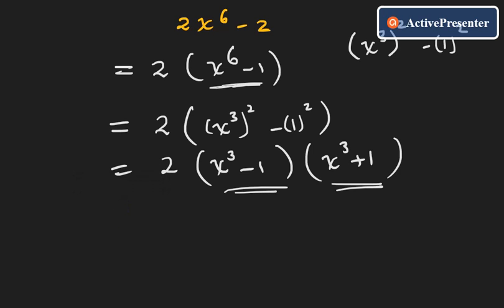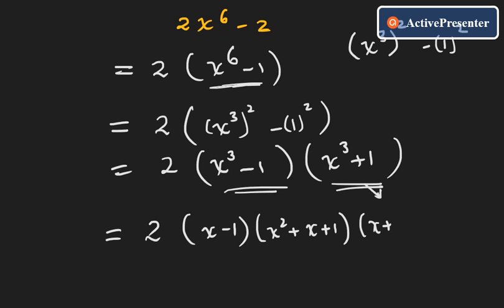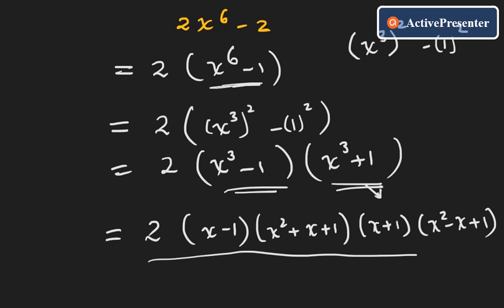So, this is equal to 2 here, and this can be written as x minus 1 multiplied by x squared plus x plus 1. And this can be written as x plus 1 multiplied by x squared minus x plus 1. Can you factor this more? No, because you are done. It cannot be factored more. So you are done for this question.